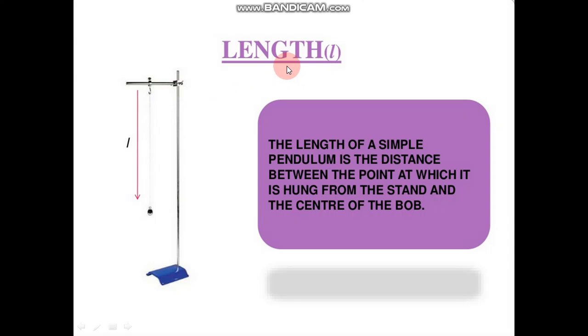That is, the length of the pendulum is equal to the length of the thread plus the radius of the bob, because the length of the pendulum is equal to the sum of the length of the thread plus the center of mass, that is, the radius of the bob. This is the length of the pendulum.